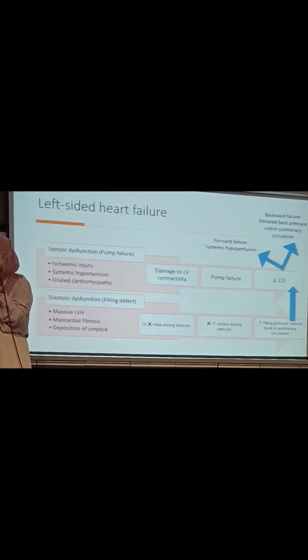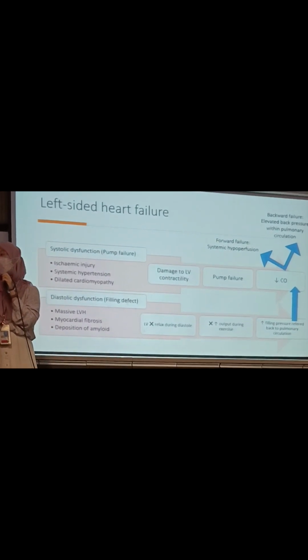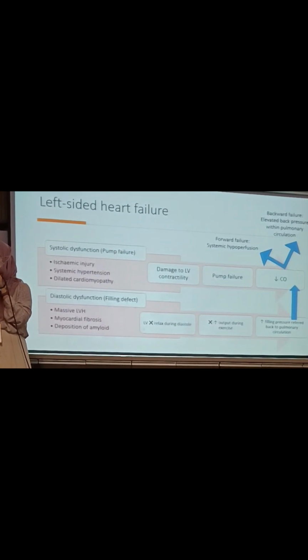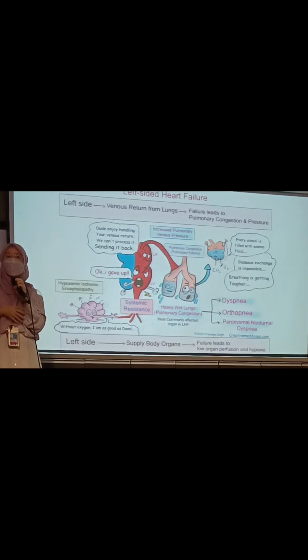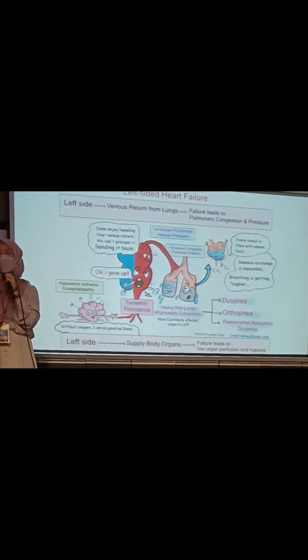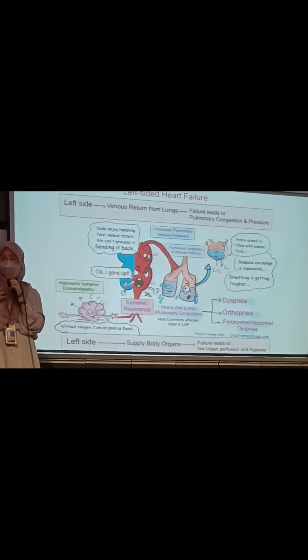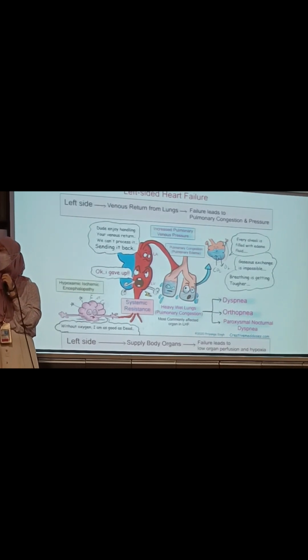So in diastolic dysfunction, left ventricles do not relax during diastole. So akan menyebabkan no reduction of output during exercise and the filling pressure increase, and this will refer back to the pulmonary circulation. So left side dia akan menyebabkan increased venous return from the lung. So dia akan menyebabkan failure and pulmonary congestion. Lung tu akan jadi wet. So but left side juga menyebabkan you cannot supply the blood to the systemic circulation. So akan menyebabkan hypoxemia. Okay.